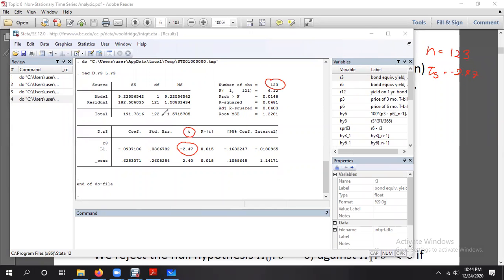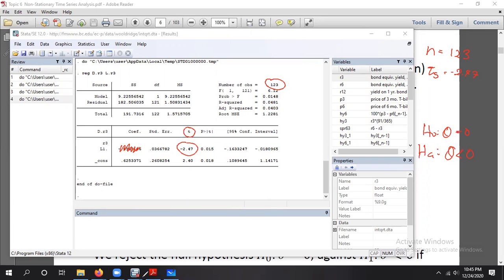For this analysis, we are not interested in the value of the coefficient. Actually, based on this regression, we want to know whether the value of theta is significant or not, meaning whether the H0 is rejected or not. So we have n of 123, and the tau statistic is negative 2.47.